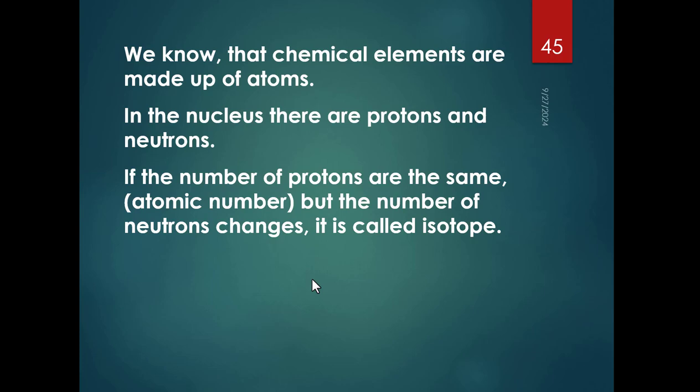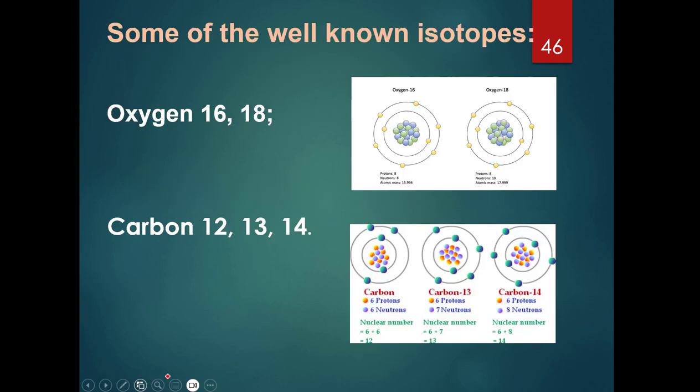What do we know about the proton? Right, the protons have one positive charge. And then we have neutrons, which are neutral. They don't have charge. If the number of protons is the same, which is equal to the atomic number, but the number of neutrons changes, we call them isotopes. And I'm going to show you examples right here. These are the well-known isotopes.